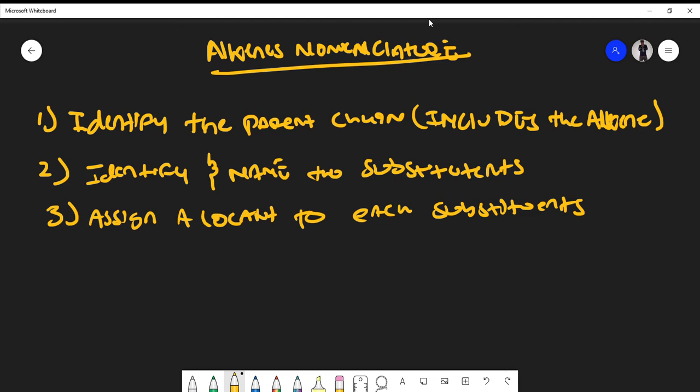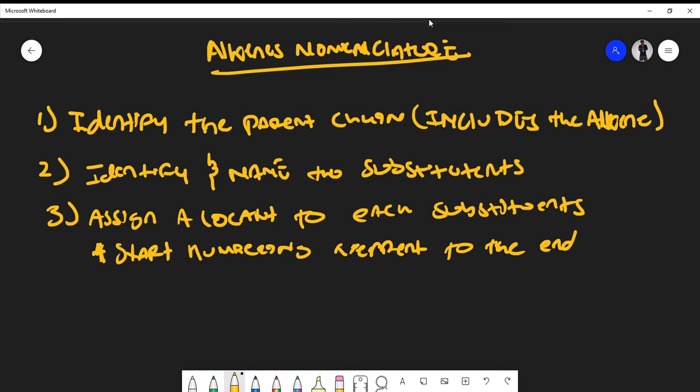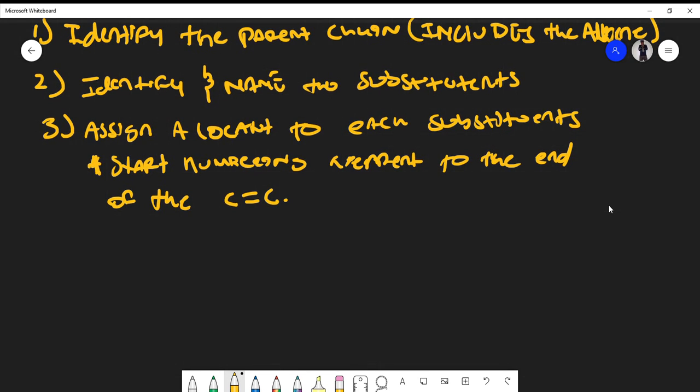When deciding on a numbering scheme, start numbering nearest the end of the double bond. So when you're counting the carbon chain, you want to start numbering nearest to the end of the alkene bond, or the carbon-carbon double bond. We're going to go through an example to illustrate that point.